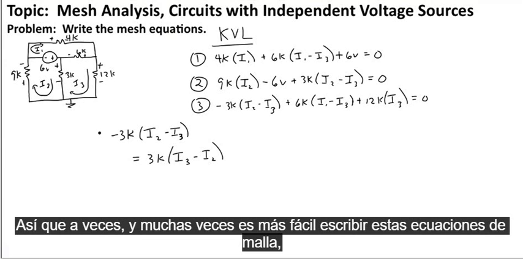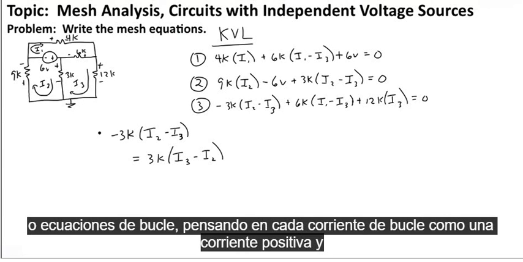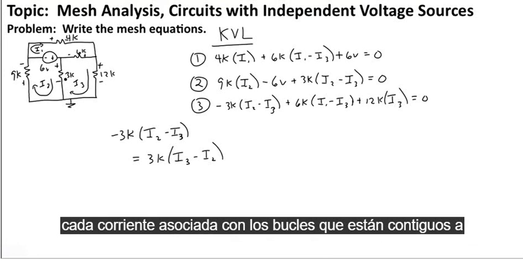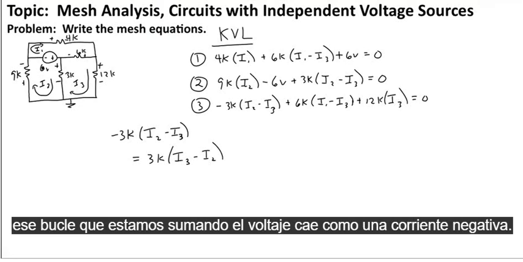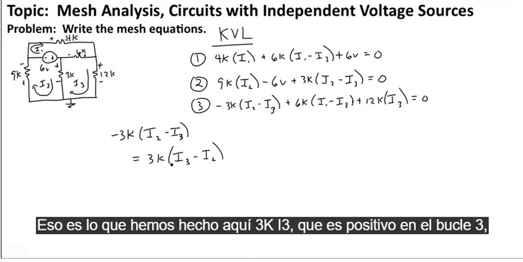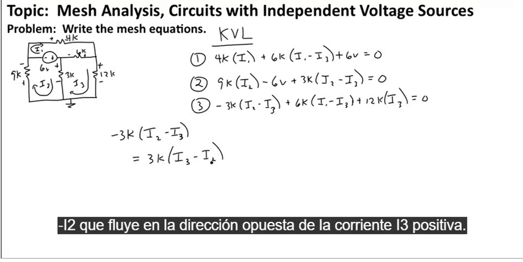So many times it's easier to write these mesh equations or loop equations thinking of each loop current as being positive, and each associated current from the loops joining that loop, whose voltage drops we're adding up, as a negative current. That's what we've done here: 3K times I3, which is positive in loop 3, minus I2, which is flowing the opposite direction of the positive I3 current.